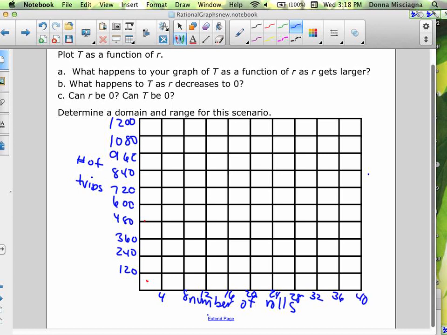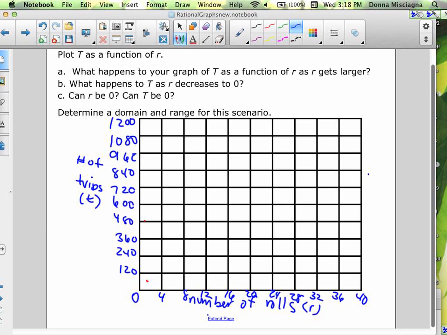And this would be 0. Let's answer the first question. So rolls is R, and number of trips, that's T, right? So R's are X and T's are Y. Can R be 0? Could we carry no rolls?